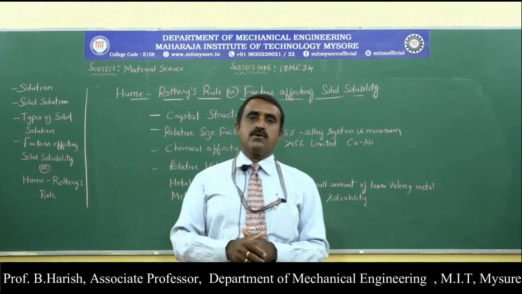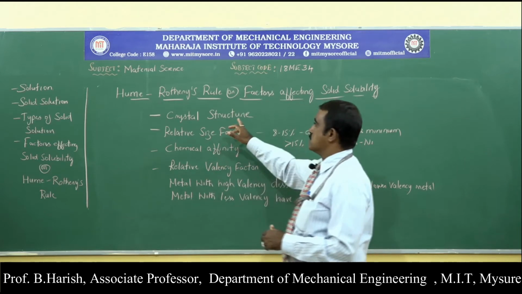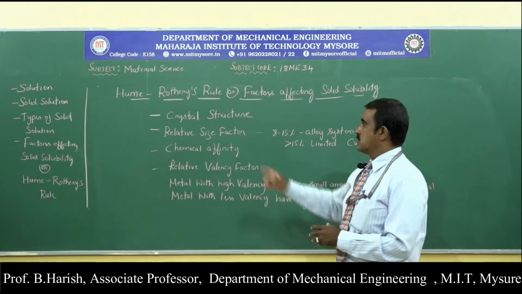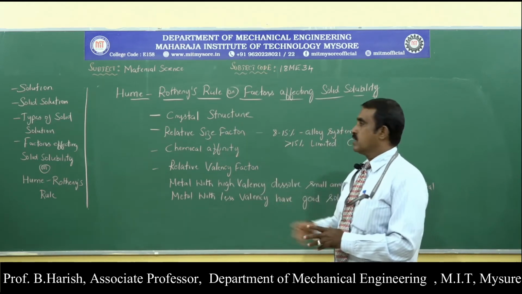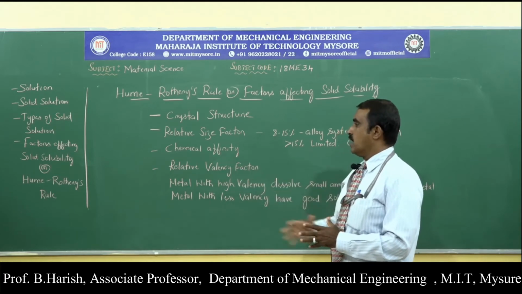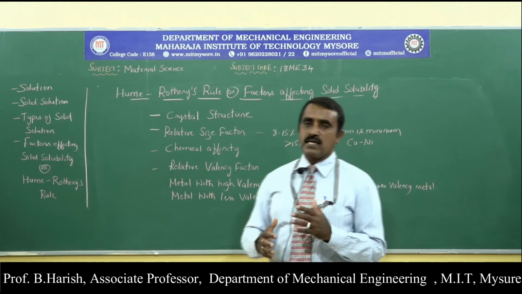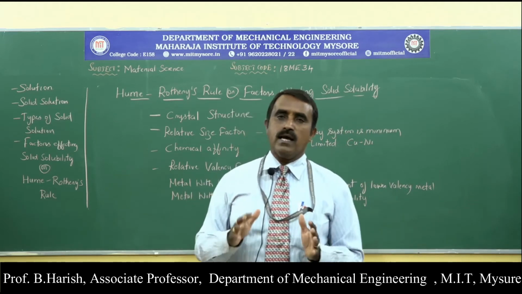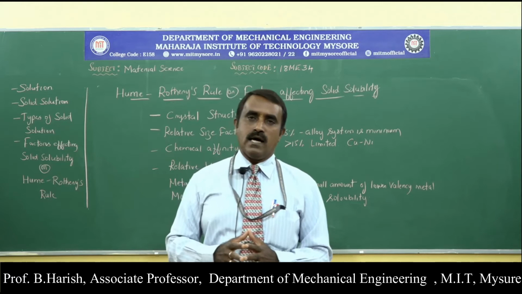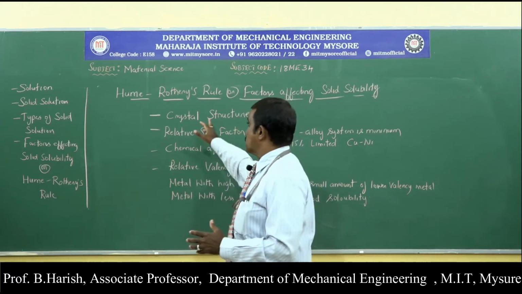Now here, coming to the factors, we have got four factors. The first one is crystal structure, the second one is relative size factor, the third one is chemical affinity, and the fourth one is relative valency factor. These are the four factors that affect the solubility of one in another. So the first one is crystal structure.